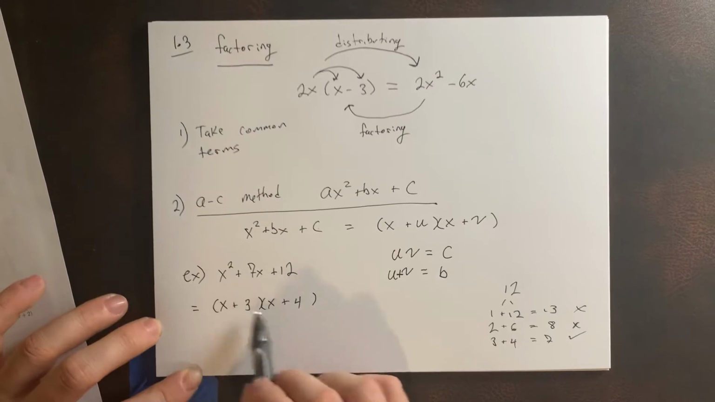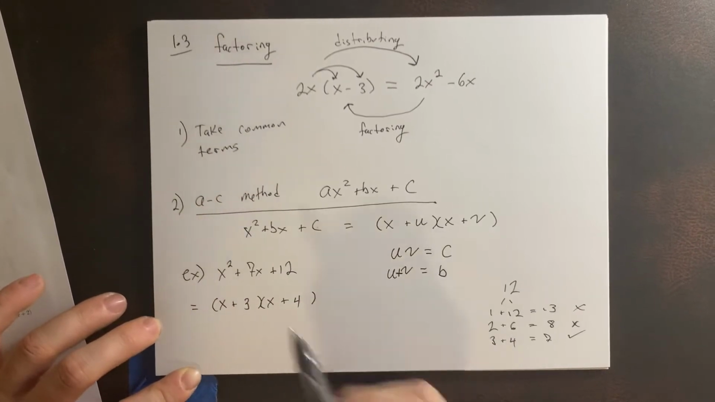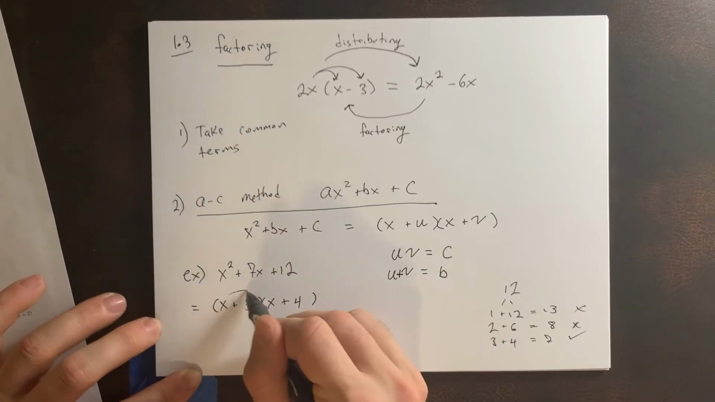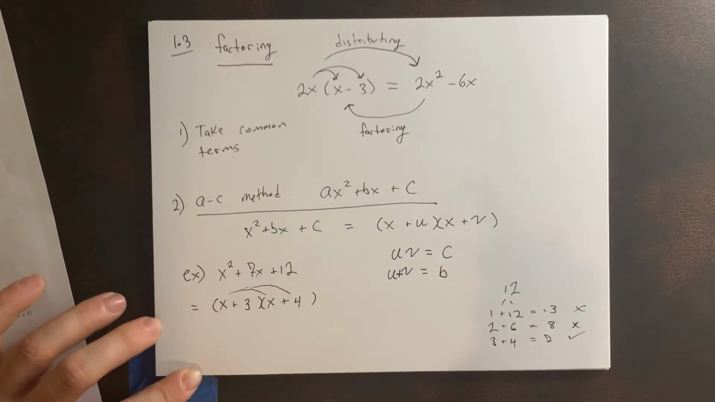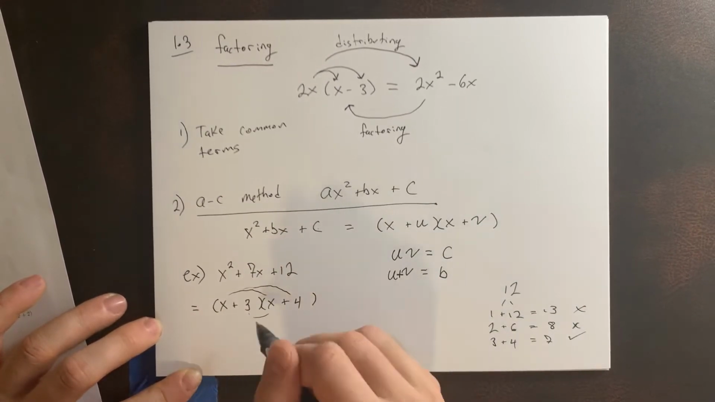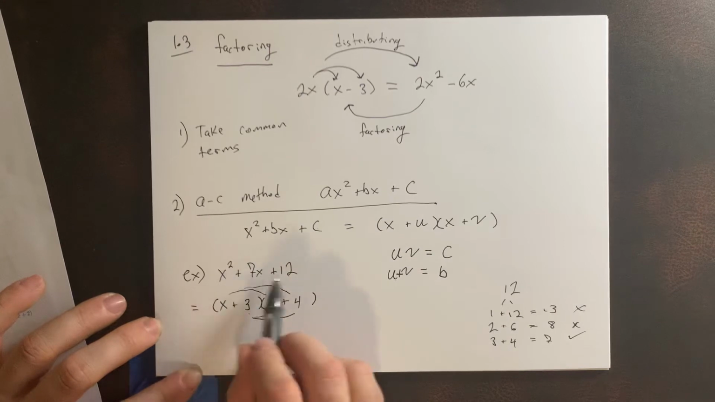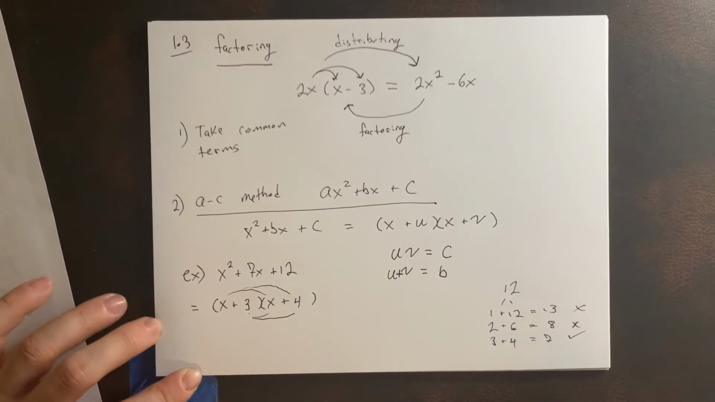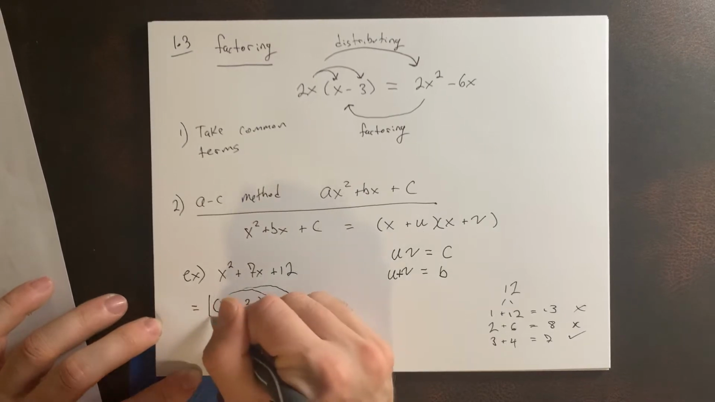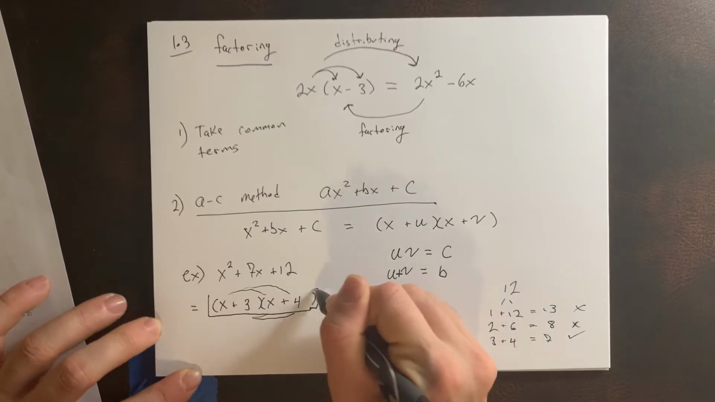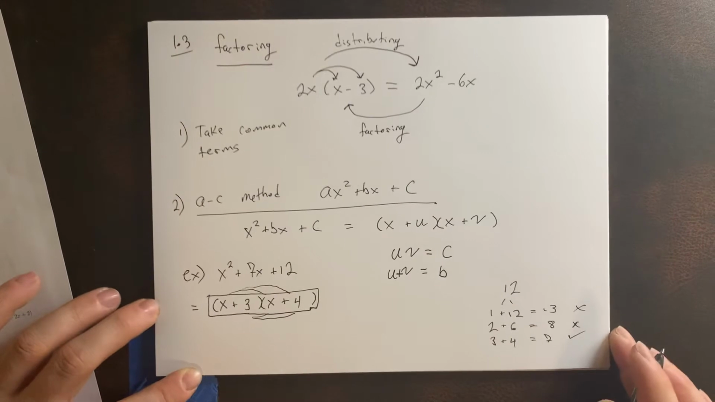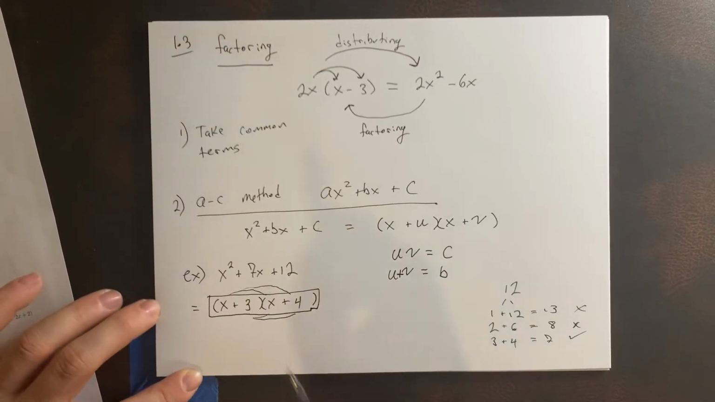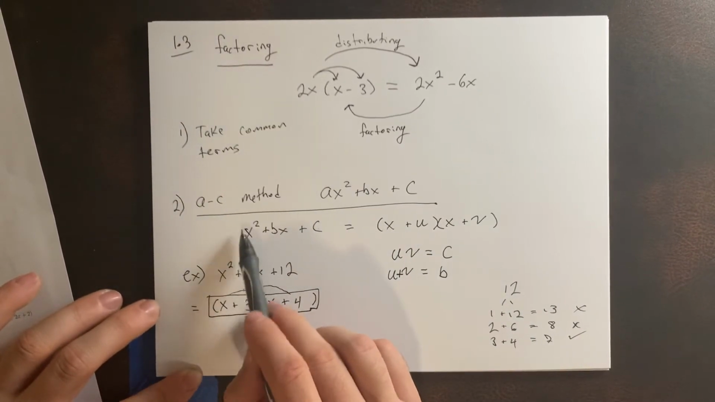So this piece factors into this. What this means is if we FOILed this out, so if we did x times x, x times 4, 3 times x, 3 times 4, we would get this piece, x squared plus 7x plus 12. But if we're just asked to factor, this is going to be our answer. Okay, so that's how we would do an example when there's a 1 in front of the x squared.